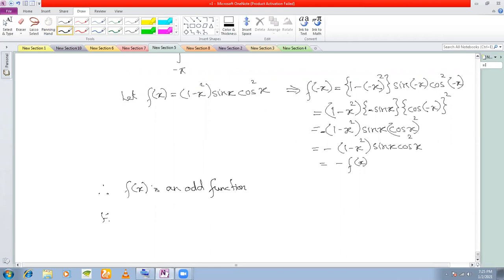Hence, I can say I is equal to the integral from minus pi to plus pi of (1 minus x square) sin x cos square x dx must be equal to 0. That's it.